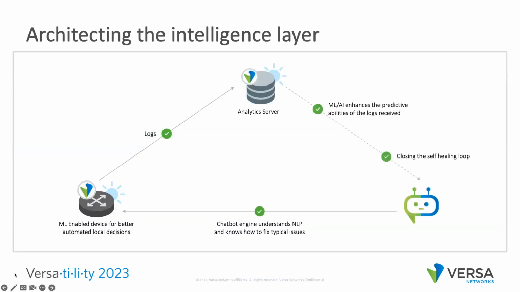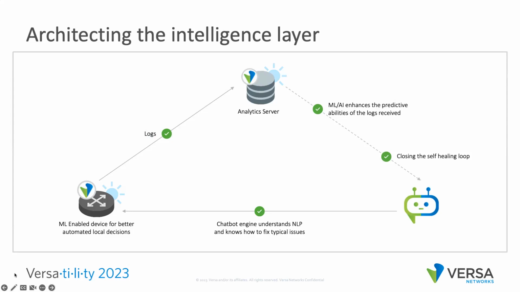So if we are trying to architect the intelligence layer, we are trying to create an ML-enabled device at the edge. So even our VOS devices have edge machine learning use cases, which are enhancing the way they route the traffic, and they scan the traffic or even filter the traffic out before they send it to sandbox. And all that is done without the user's knowledge, automatically.